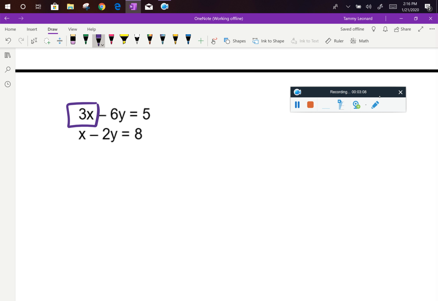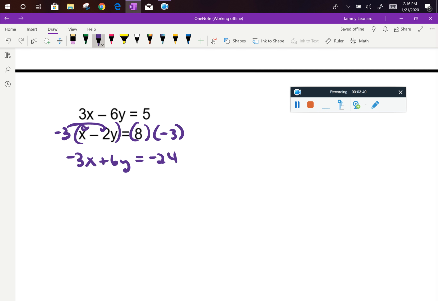If I focus on the x's, notice I have 3 x's on top and just 1 x on the bottom. If we were to come in and multiply the bottom equation by a negative 3, we have to do it on both sides. Notice when we do that, we'll go from having just 1x to having negative 3x's, which is an opposite match with the 3x up above. So that makes that an option for how to start. Don't forget to distribute. We're going to have a plus 6y equals negative 24.